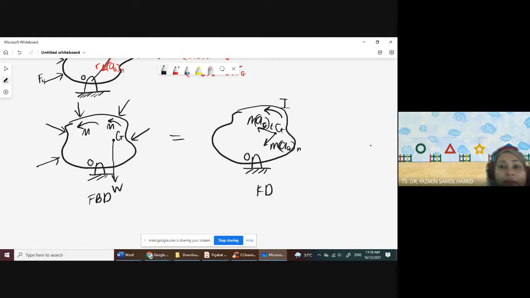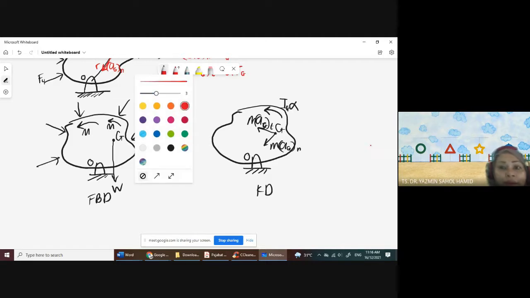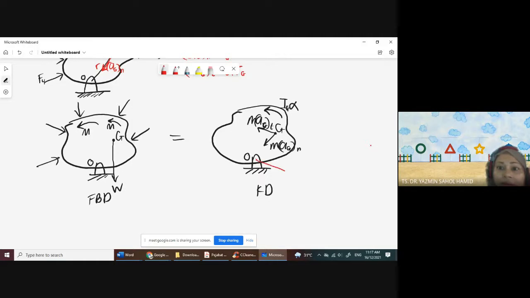I alpha. This is the important thing. I G alpha. And then don't forget your R, from where to where. Your R must be from here to here. This is R.